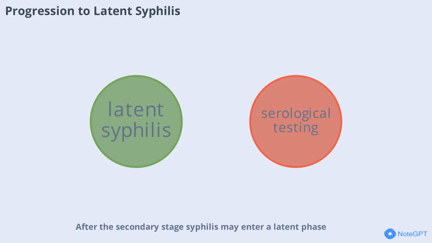After the secondary stage, syphilis may enter a latent phase during which there are no visible symptoms but the bacteria remain in the body. This phase can last for years, and without treatment, the infection may progress to the tertiary stage, causing severe complications. Regular follow-up and serological testing are important for monitoring and managing latent syphilis.